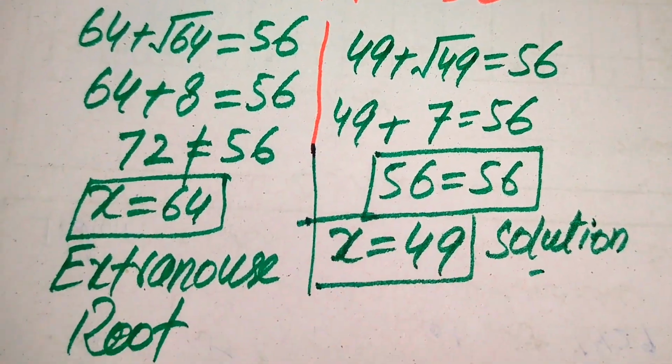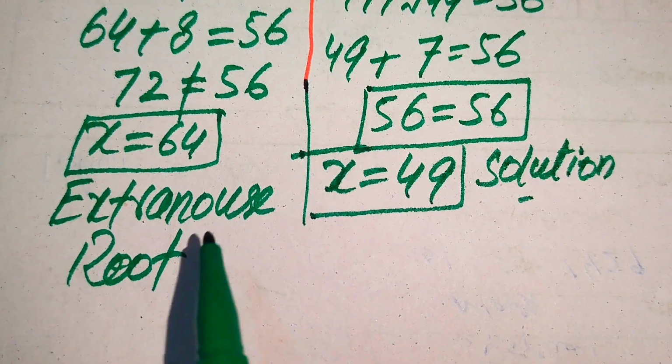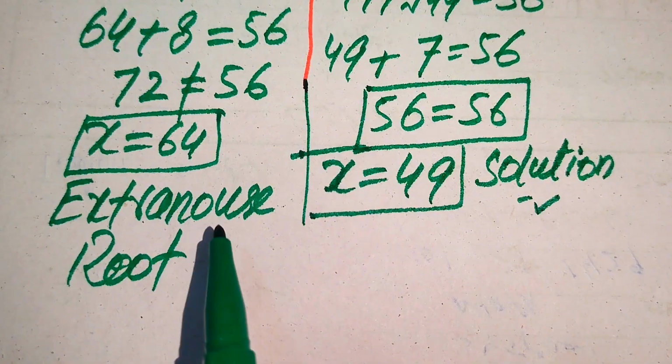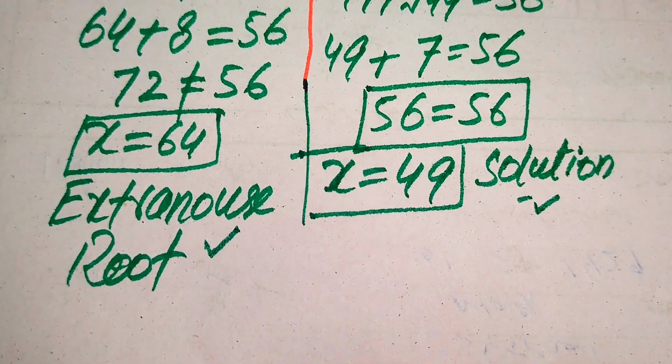So here you see that the roots of the given equation that satisfy our given question statement are called the solutions of the given equation, and the roots that do not satisfy our given question statement are called the extraneous roots of that equation. So this is the difference between a solution and an extraneous root, and this is the final answer.